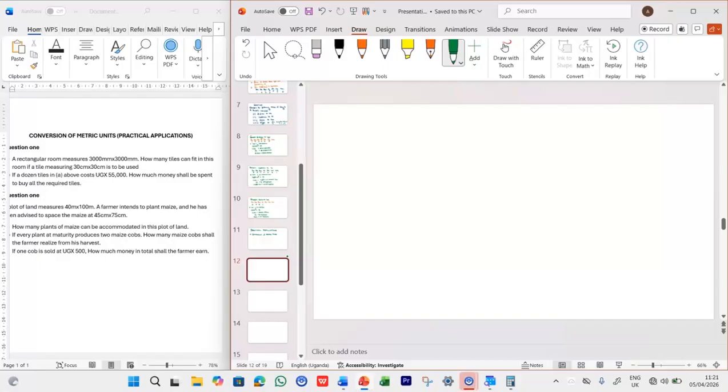So the room, if I sketch this room, 3000 millimeters by 3000. This is actually supposed to be a square room, not a rectangular room. You can't have a rectangular room which is measuring 3000 by 3000. This is a square room, okay?